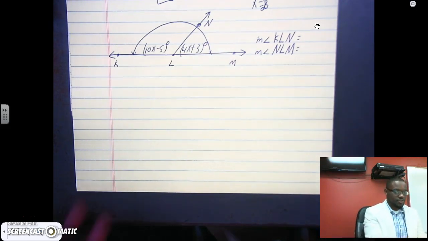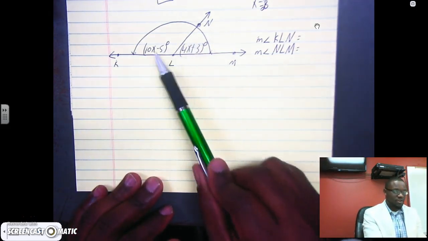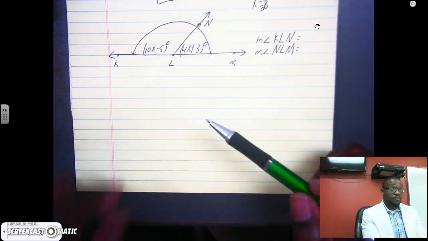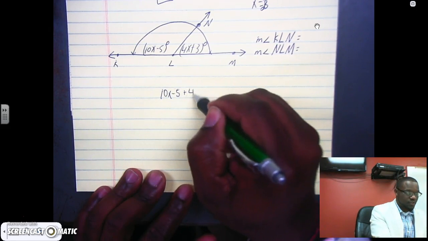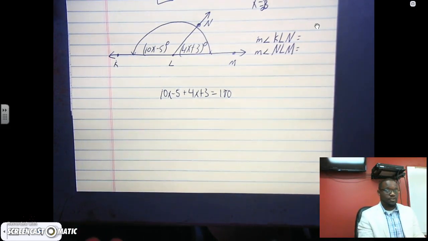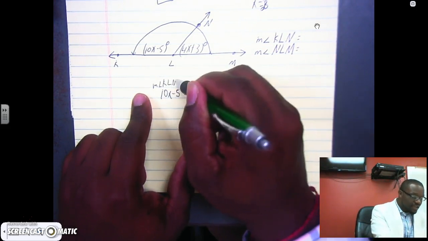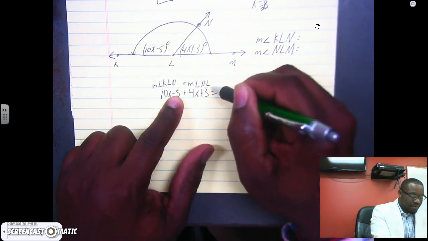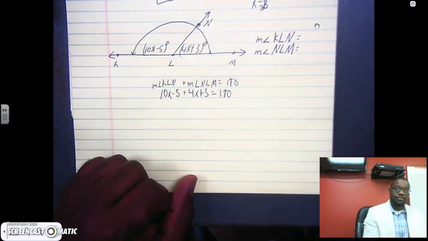So what equation do you set up? Do you set these two equal to each other? No, that's not the rule. That's not what we see here. These two angles aren't equal to each other. I don't have a bisector telling me that these angles are congruent to one another. But what I do know is that 10x minus 5 plus 4x plus 3 equals 180. Now you may say, how do you know that? I can take the measure of this angle KLN and add it to the measure of angle NLM, and that equals 180 because that is the whole angle.